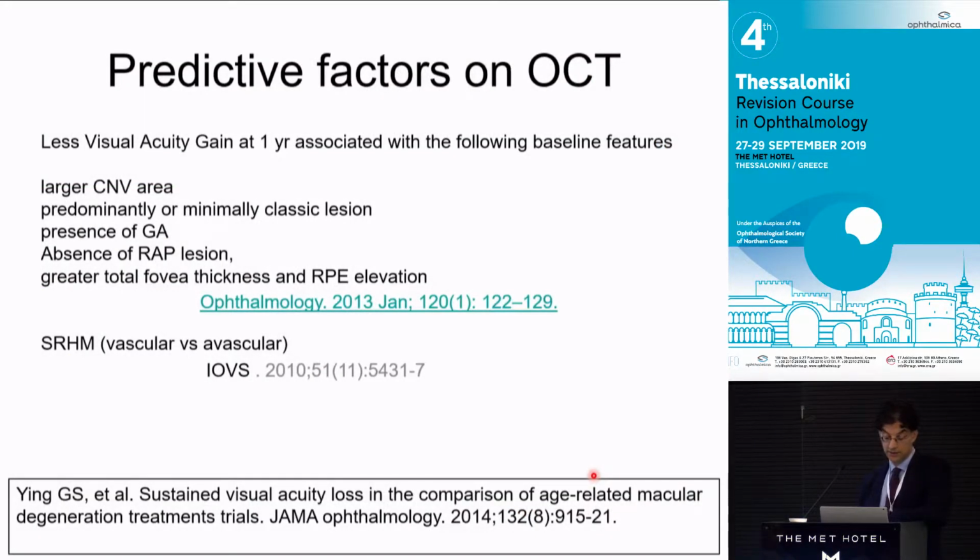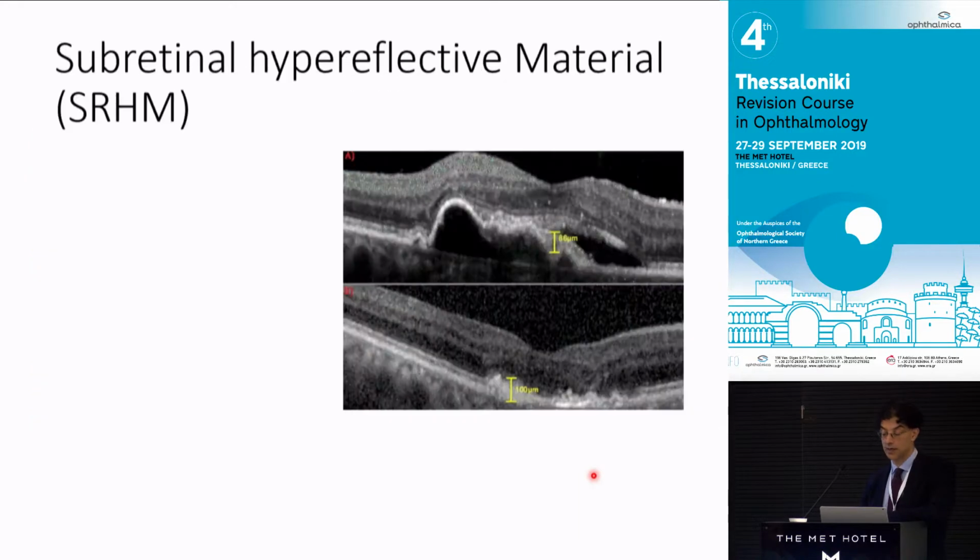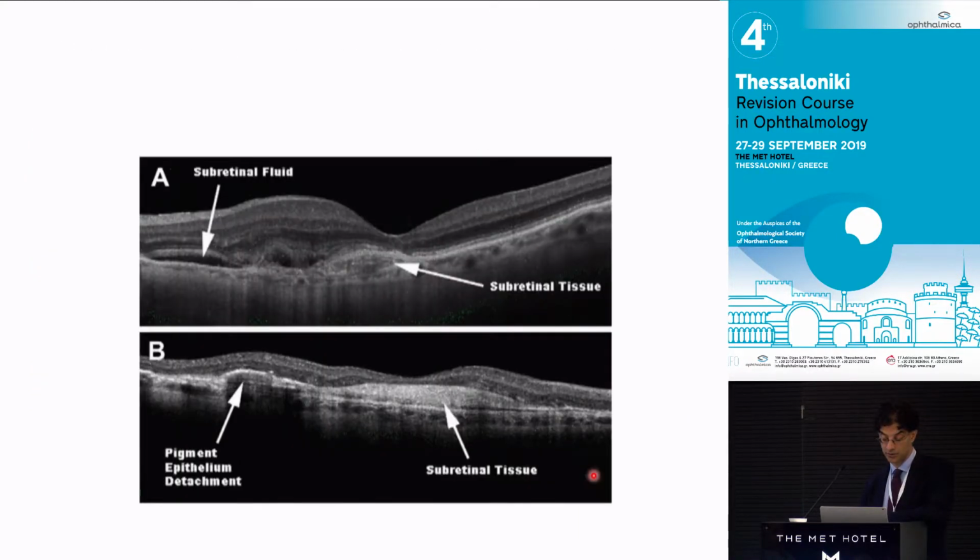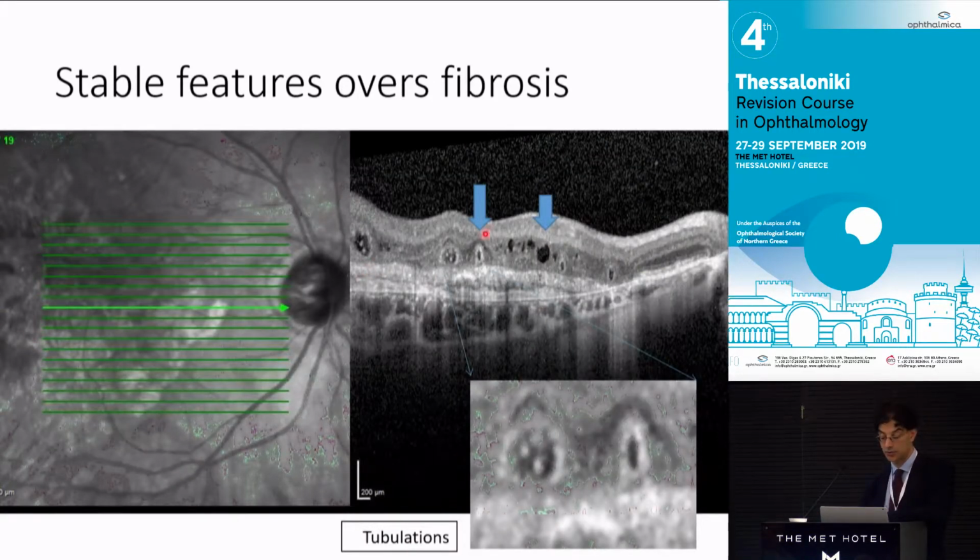And just predictive factors, large CNV area, and presence of GA at baseline and subretinal hyperreflective material can be associated with poor outcomes. I'm just going to whiz through some of these other features. So subretinal hyperreflective material can clear, but it also can be a continuum towards subretinal fibrosis where you may consider stopping treatment. So this is definite fibrosis.